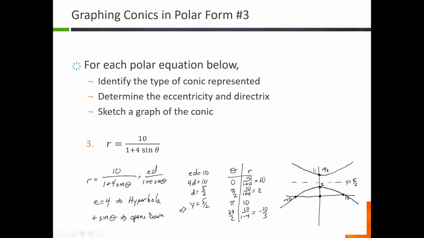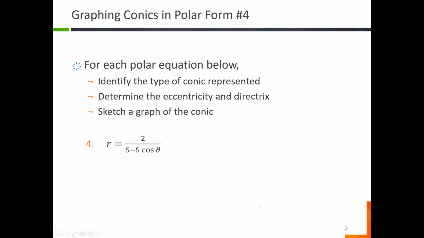Okay, so let's just check to make sure that it matches up. We said the eccentricity was 4, which meant it had to be a hyperbola. Because it was a plus sign, it had to open down. So that's this first one here, it's opening down. And the directrix is a horizontal line, y equals 5/2, and that would all match up. Remember, 5/2 is bigger than 2, but it's smaller than 10/3, so it will fit in between there. All right, let's do one more and then we'll be done.